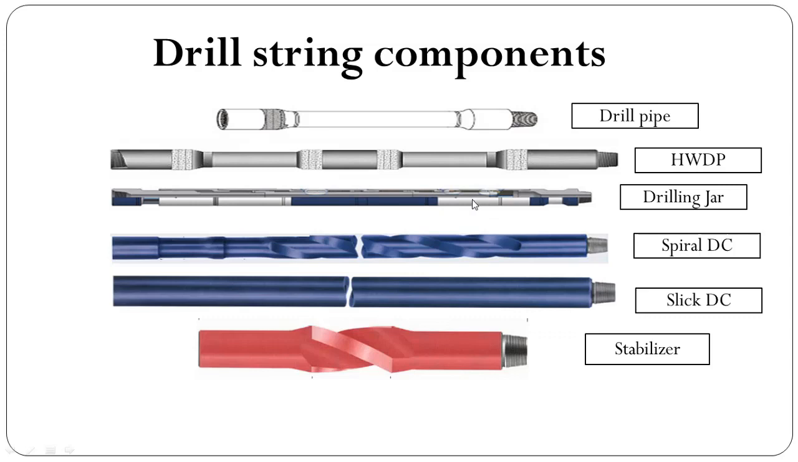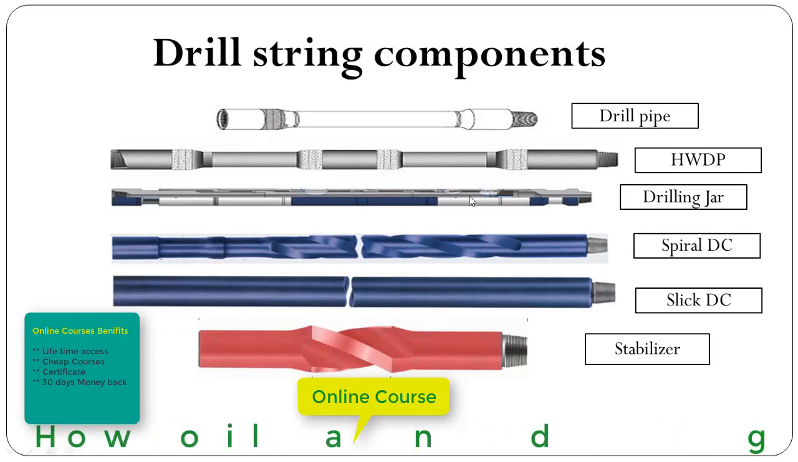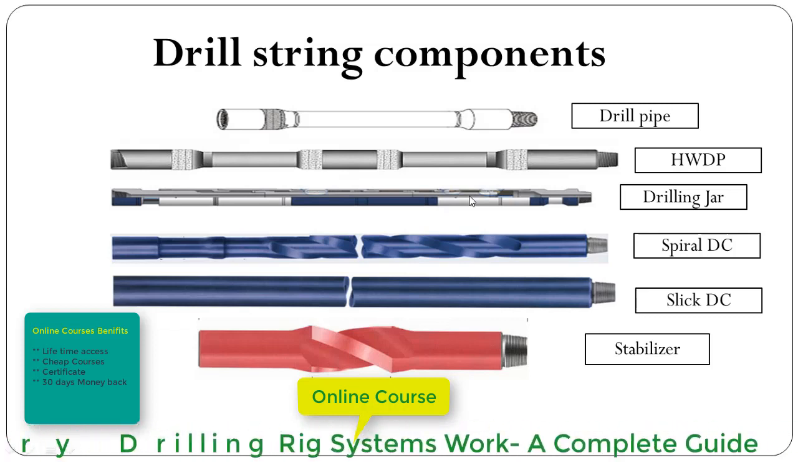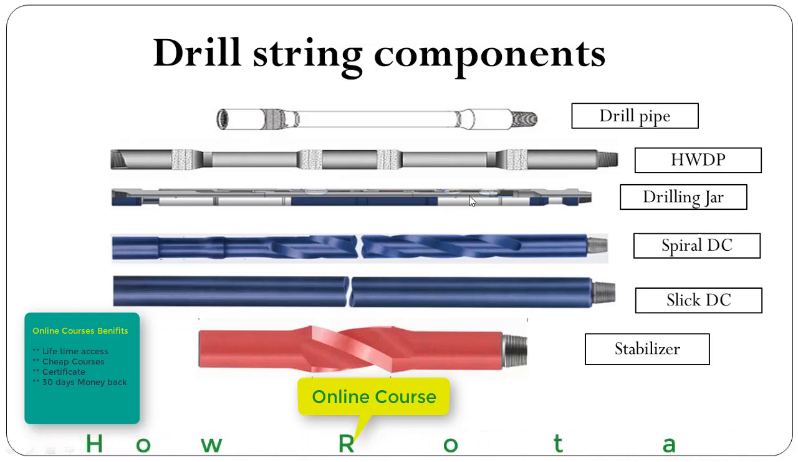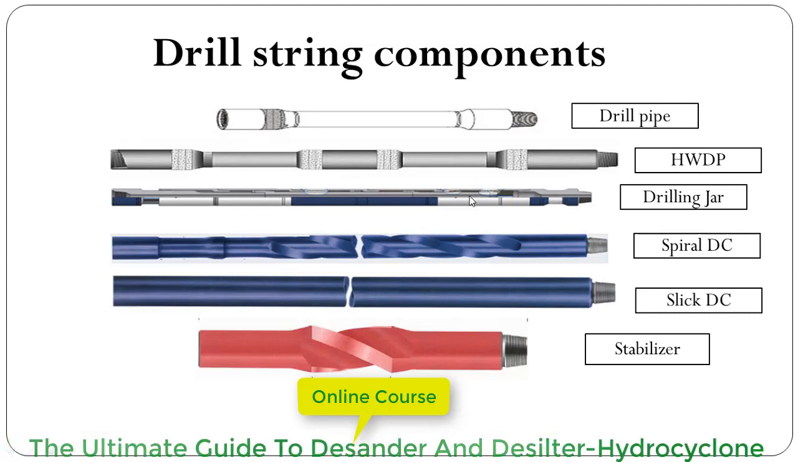Another component of the drill string is the drilling jar. Drilling jars can be of three types: hydraulic drilling jar, mechanical drilling jar and hydromechanical drilling jar. Drilling jars can operate in the upward as well as downward direction. Drilling jars are used to give shock impact in case the drill pipe or drill string gets stuck.